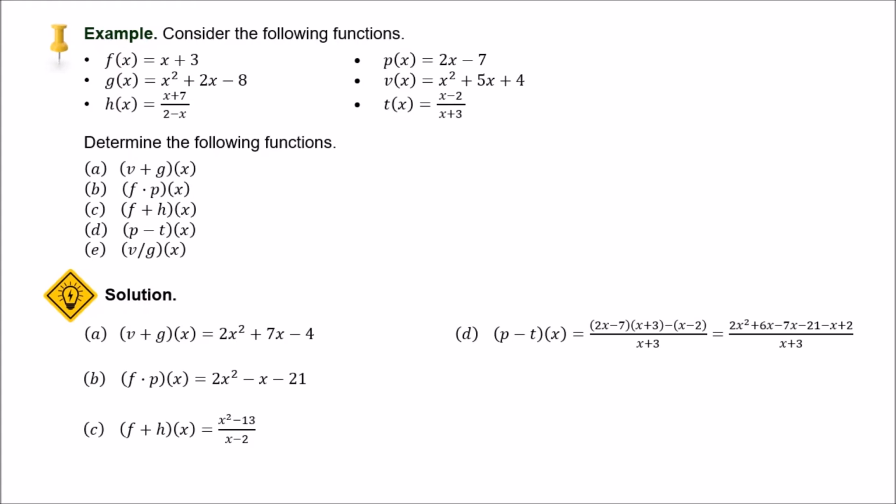Rearranging and combining like terms, we'll then arrive with the final answer, 2x squared minus 2x minus 19 all over x plus 3.